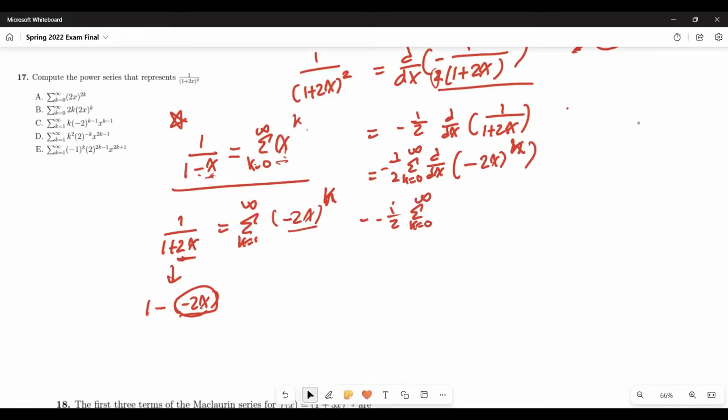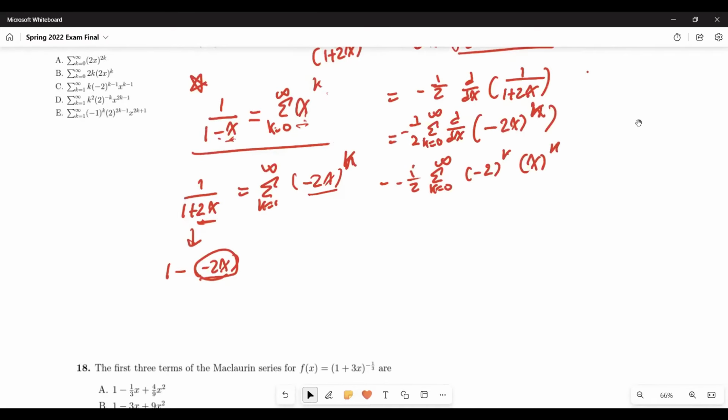And before we do that, I can split that negative 2 to the x to the k power. So this can be separated into negative 2 to the k power, and then x to the k power. So this negative 2 to the k power can be separated even more into negative 1 over 2, k equals 0 to infinity, negative 1 to the k power, times 2 to the k, times x to the k power.